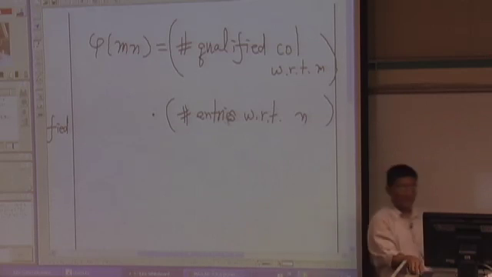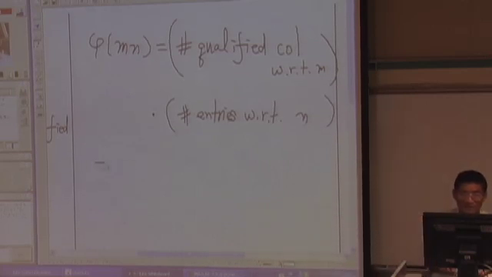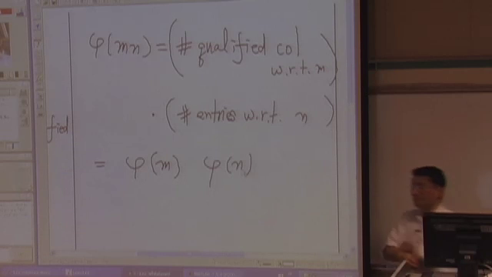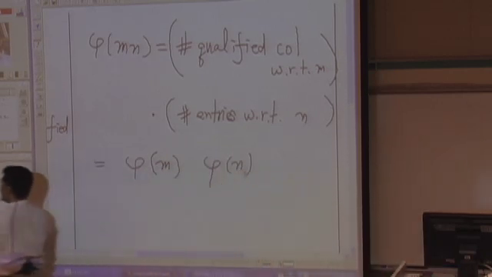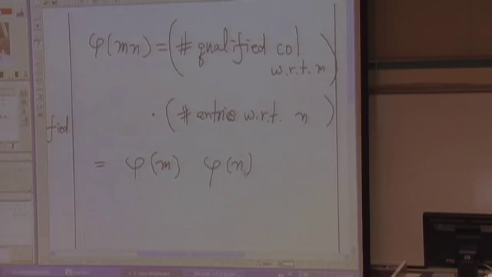Then, by the definition of the phi function, the number of qualified columns is phi of m. And the number of entries, 1 through n, is phi of n. So this is the proof. Very short, right? So we have proved that phi is multiplicative. This is absolutely asked on the exam.